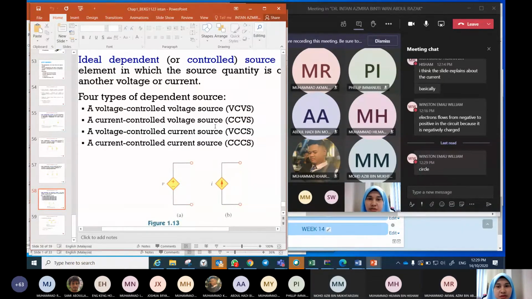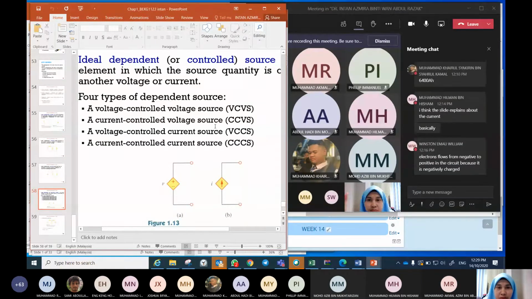Because the value of that source depends on other variable, for example current or voltage. So how to differentiate voltage source and current source? Voltage source, we have negative and positive in the shape. For current source, we have the arrow sign.